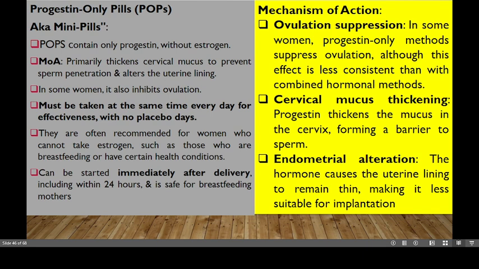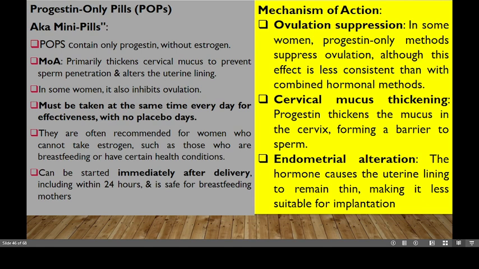So apart from the COCs, we also have the POPs. These are progesterone only pills. They can also be referred to as the mini pills, right? The mini pills. They contain progestin without estrogen. So they primarily work by thickening mucus to prevent sperm penetration and also altering the uterine lining. In some women, it also inhibits ovulation. It must be taken at the same time every day for effectiveness with no placebo days, right? So every day, right? Okay.